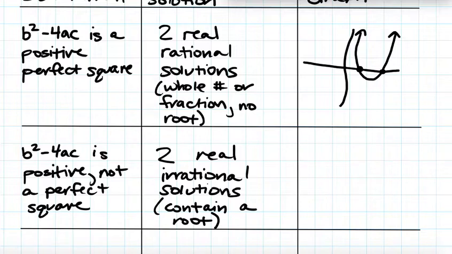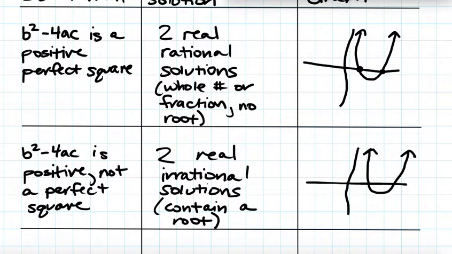You can get a decimal approximation for them, but you can't simplify them to a whole number or a fraction without a root. And again, if there are 2 solutions, that means that the parabola is going to cross the x-axis in 2 places. And in this case, they're not going to be at whole numbers because the solutions are irrational, so it would be a decimal approximation where you would plot those points.